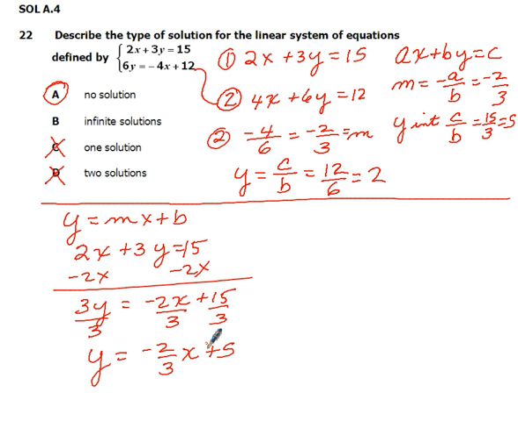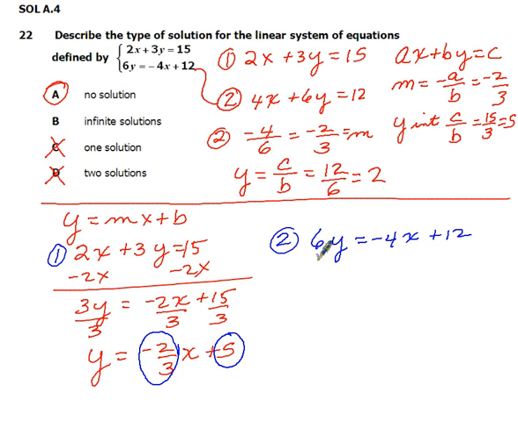That means the slope of the line would be negative 2/3 and the y-intercept would be 5. Now that is equation 1. Let's go to equation 2. It's already written as 6y equals negative 4x plus 12. Now if we divide both sides by 6, every term, we have y is equal to negative 2/3 x plus 2. Now we realize that the slope of this line is negative 2/3.